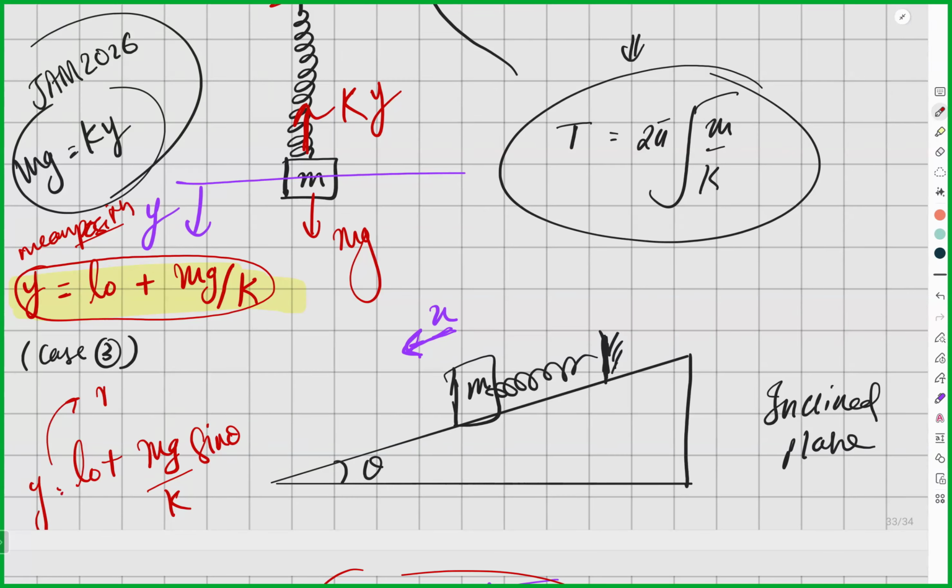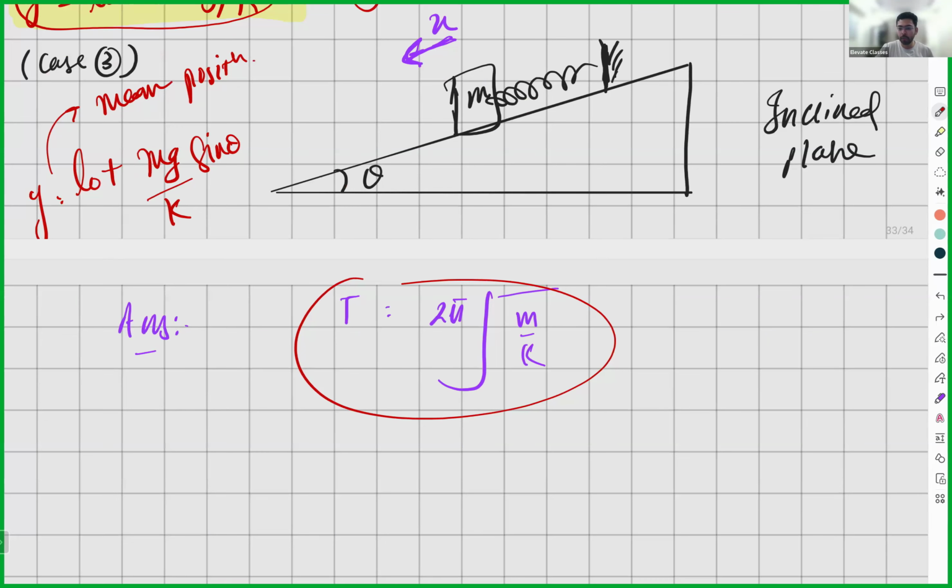Would there be a different time period, like 2 pi root under m by g sin theta? No. The time period will be the same for 1, 2, 3. Only the mean position is different. The mean position is different. The time period is the same.